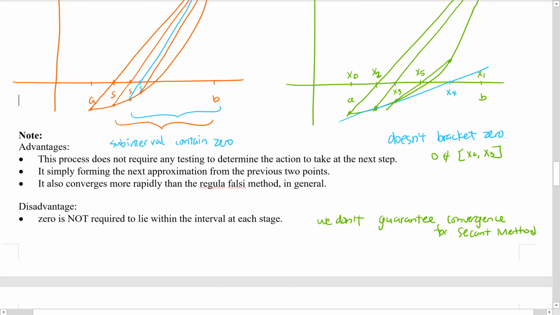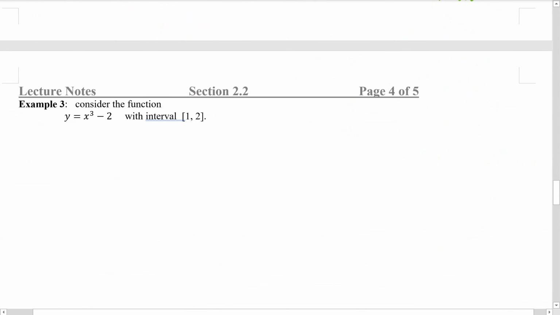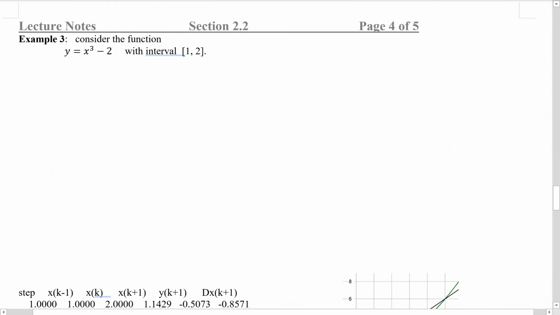Alright, so let's do an example. It's the same function. You might say, why do we do the same function again? Because the good thing about using the same function is that we can compare each method and see which one converges faster. So, for the secant method, we don't need to draw the interval, because we don't need to determine the sign and we don't need to decide which subinterval to continue.